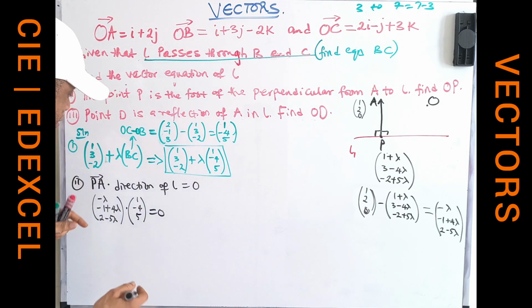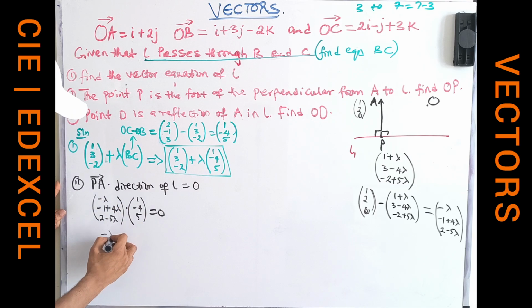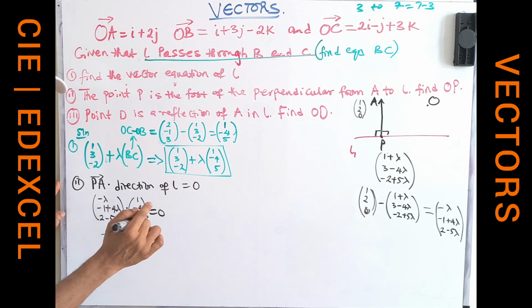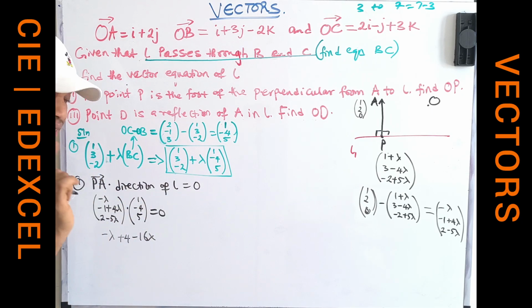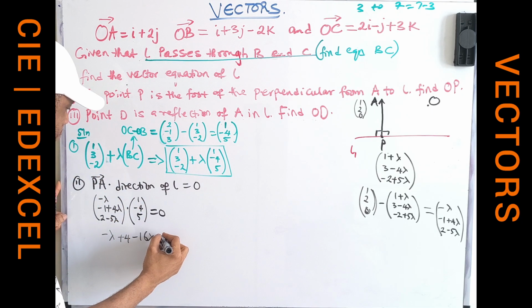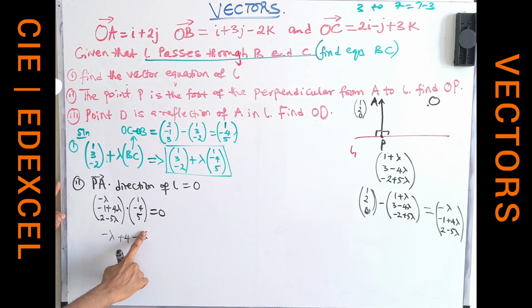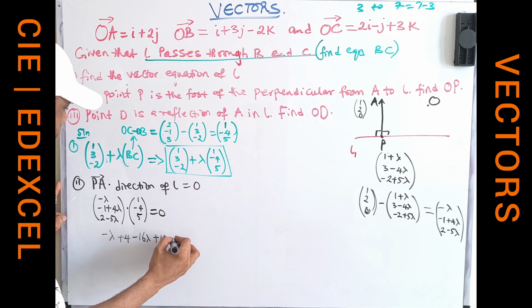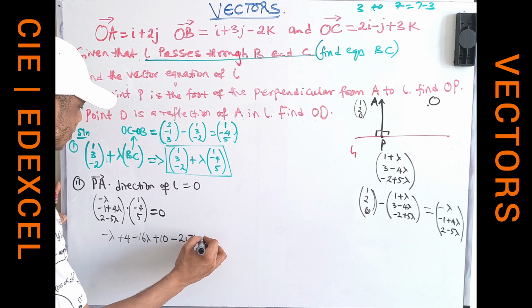So let me do the dot product. This will give you minus lambda, plus 4 minus 16 lambda. I'm just multiplying them. The dot product of two vectors gives me a scalar. So this will be 16 lambda plus 10 minus 25 lambda is equal to 0.